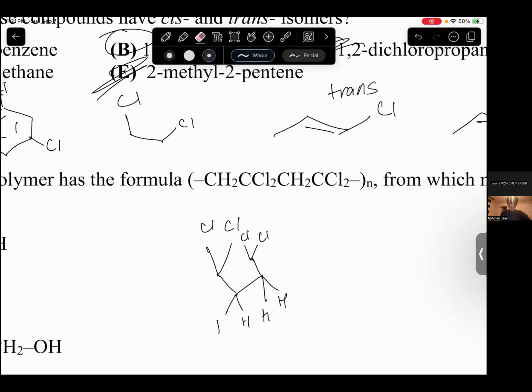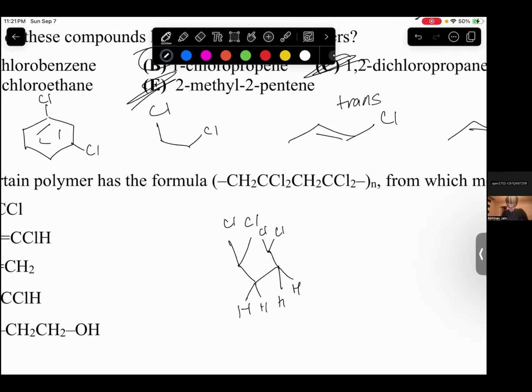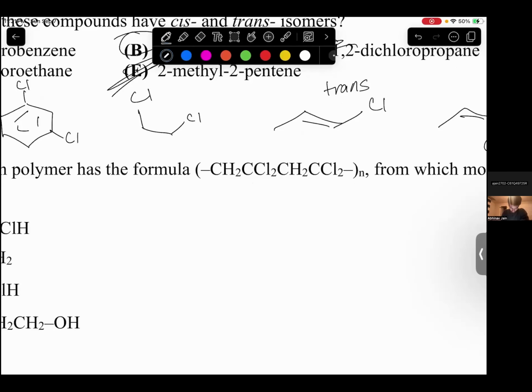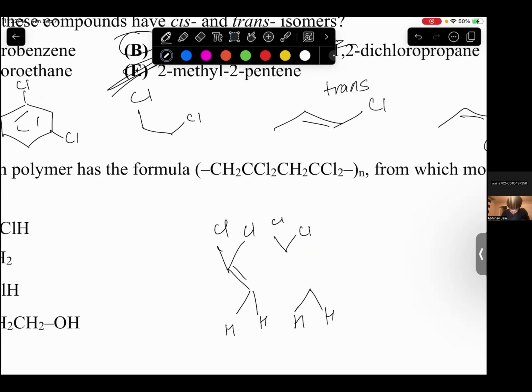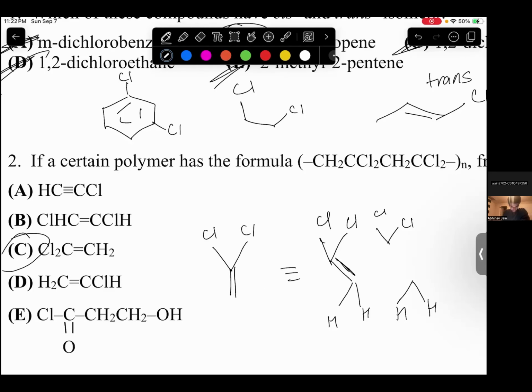With this compound right here, which looks something more like this, the compound looks like this. If you erase the bond connecting between them and then fold it over, you get this. So redrawn, it looks like this. This is the structure of the monomer, so that's consistent with answer choice C.